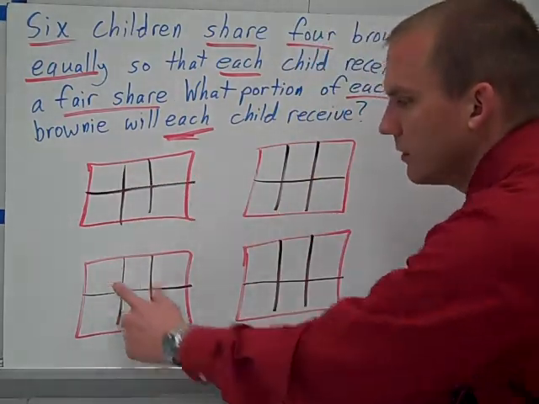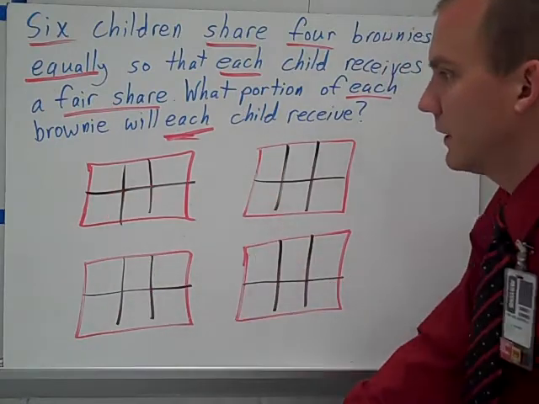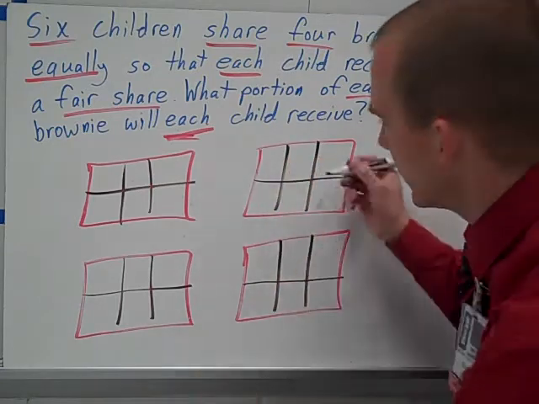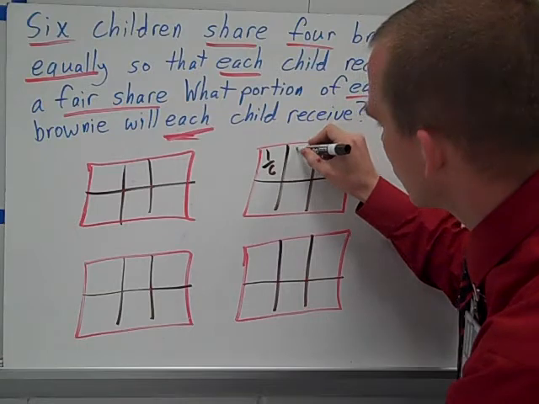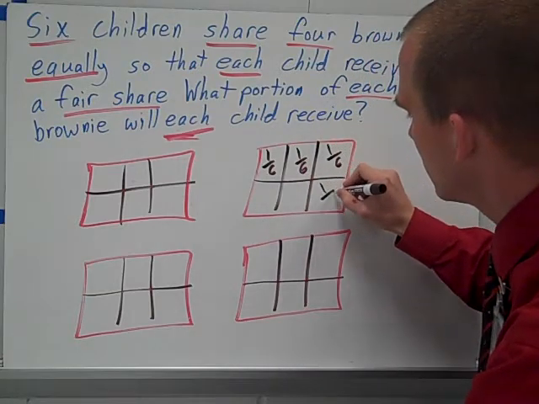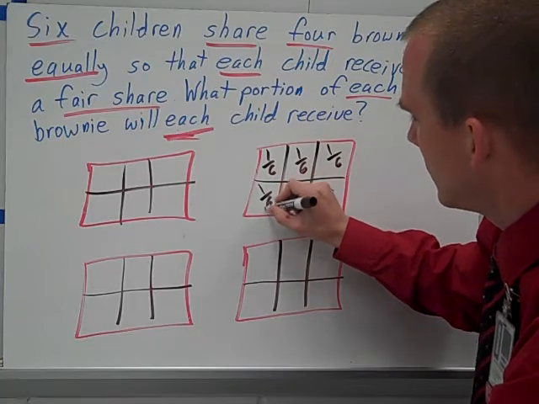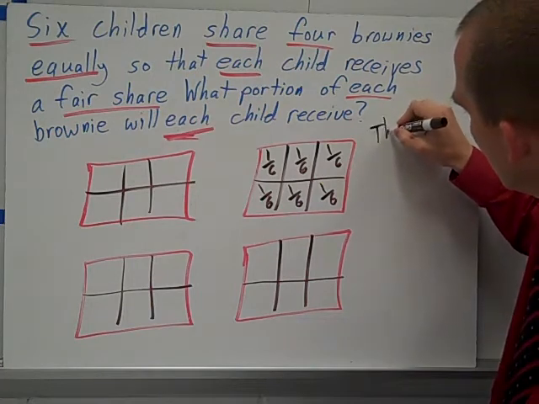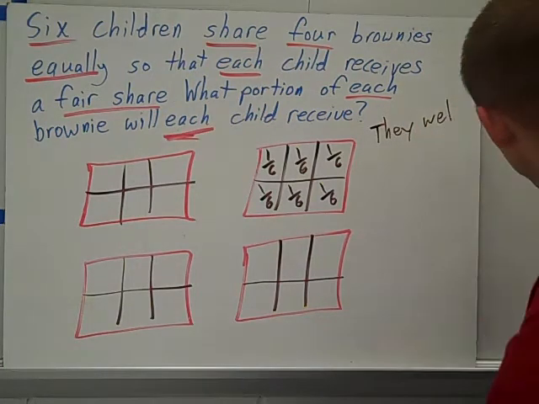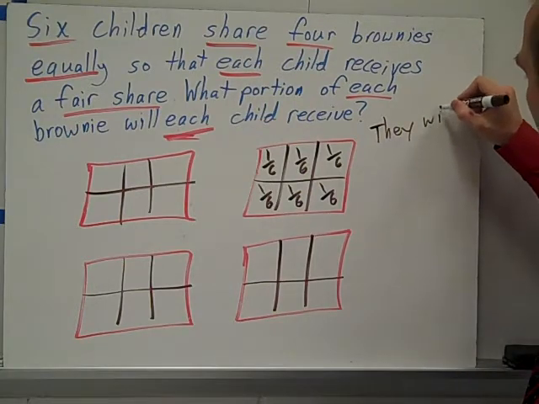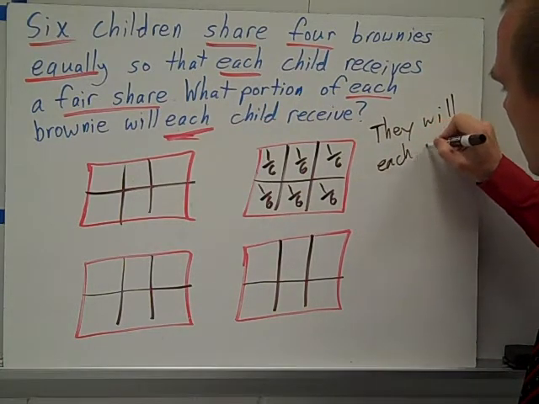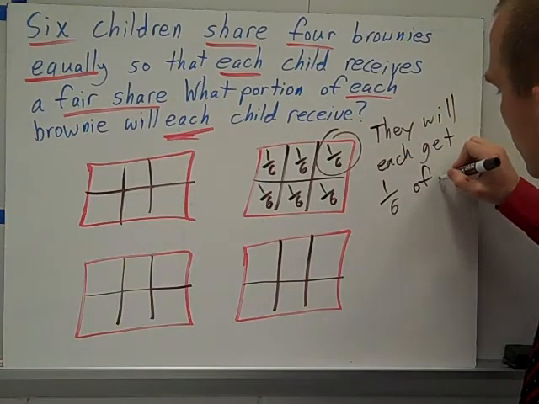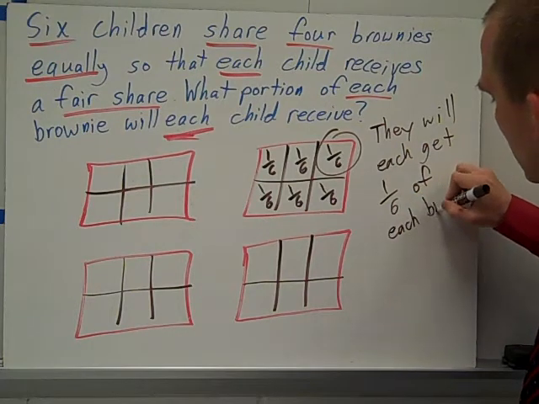And now I would give each kid 1 part of a brownie, and then they would have that. So what portion of each brownie would each child receive? Well, they get 1 part, but we want to be more specific. Each one of these parts represents 1/6. Each one of these is 1/6, so what portion of each brownie will each child receive? They will each get 1/6 of each brownie.